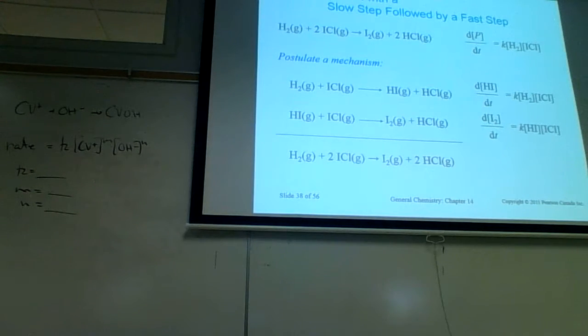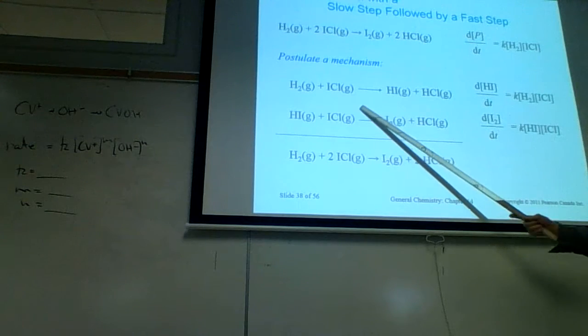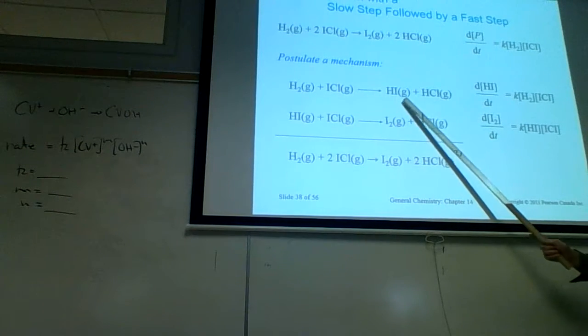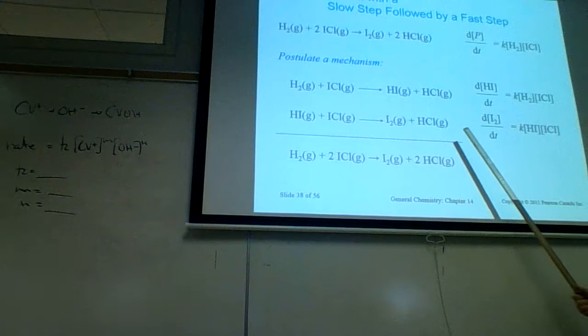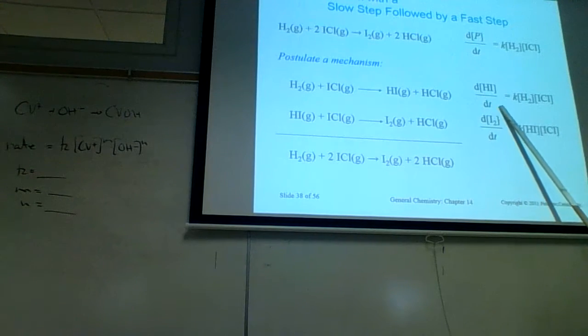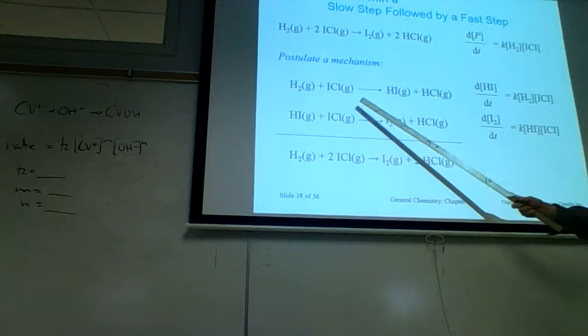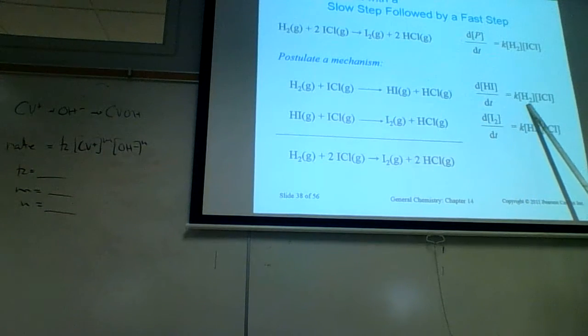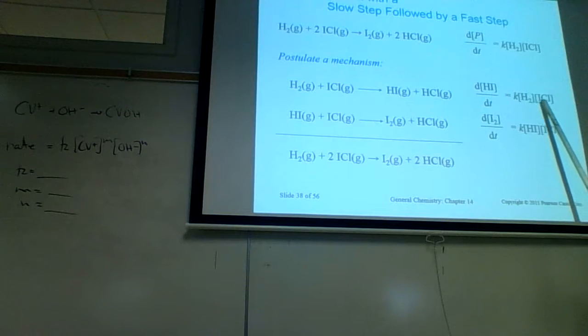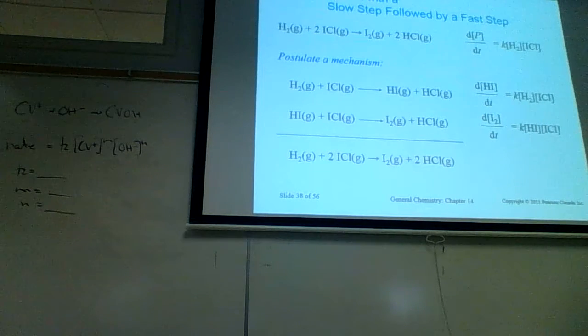So the mechanism was postulated, and we just verified that it was correct. This first step was slow. Second step was fast. The slow step dictates the rate of reaction. And so the rate of the first step, which is a simple collision, just depends on one molecule of H2 and one molecule of ICl. So it's first order in H2, first order in ICl.